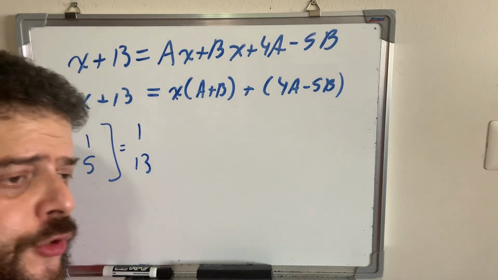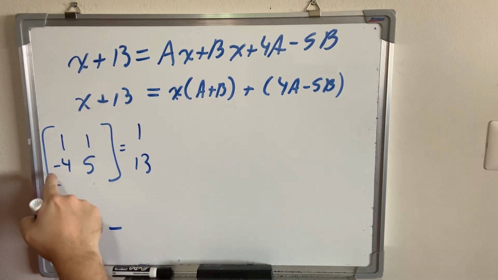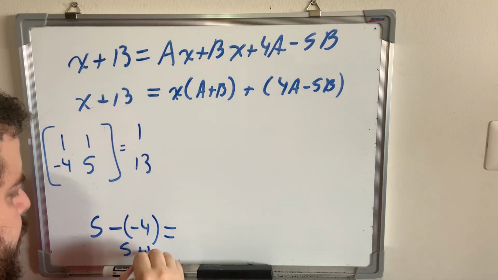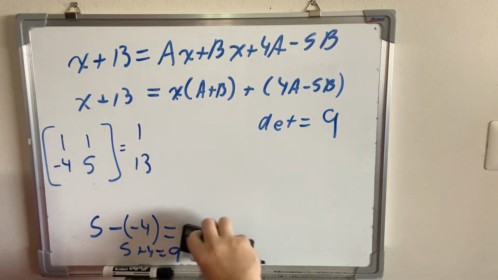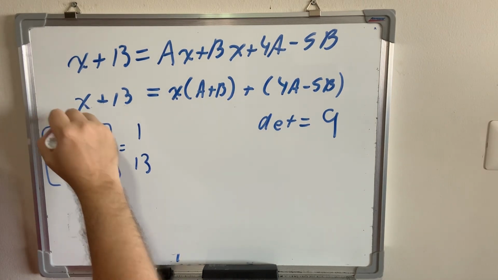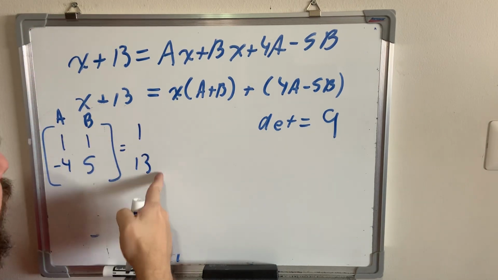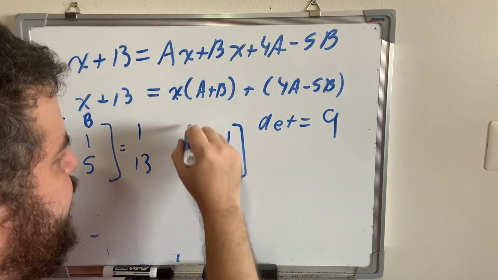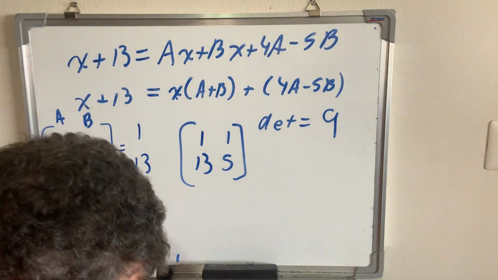Now, when we're doing Cramer's rule, let's find the determinant. 1 times 5 is 5, minus -4 times 1, -4. My determinant is 5 plus 4, or 9. That's my determinant, 9. Now, remember, in Cramer's rule, this would be A and this would be B. We use the columns. I'm going to substitute the first column for these values. So I would have 1, 13, 1, and 5. I substituted, again, the first column for these values.